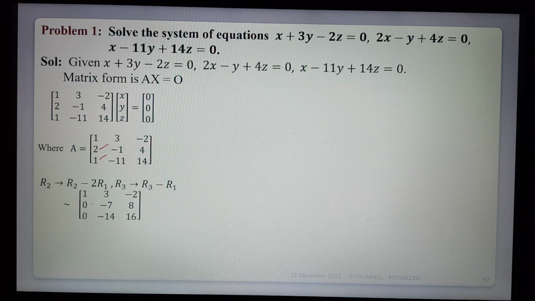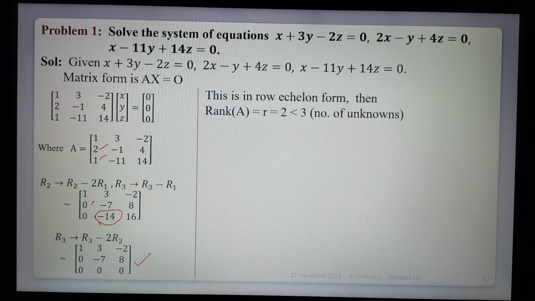Next, to make this element 0, use R3 minus 2R2. We get 1, 3, minus 2; 0, minus 7, 8; 0, 0, 0. Observing this, it is in row echelon form. So the rank is 2. The rank 2 is less than the number of unknowns, which is 3.